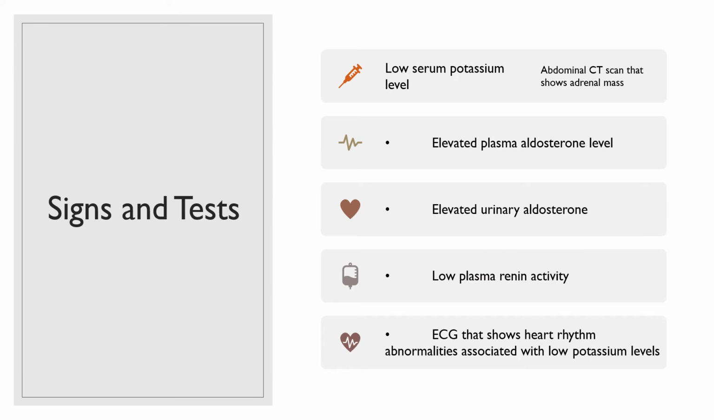Signs and tests for primary aldosteronism include low serum potassium level, abdominal CT scan that shows adrenal mass, elevated plasma aldosterone level, elevated urinary aldosterone, low plasma renin activity, and ECG that shows heart rhythm abnormalities associated with low potassium levels.